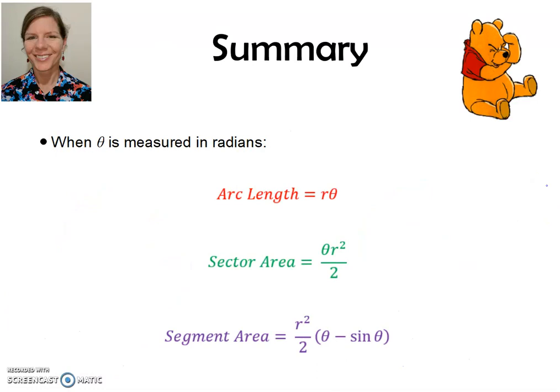So in theory, when you're measuring the angle in radians, your arc length is r theta, your sector area is a half r squared theta, and your segment area is half r squared, outside the bracket, theta minus sine theta. So less complicated, easier to remember than using degrees, but just be careful that you are consistent. That's the biggest take-home message from this video.